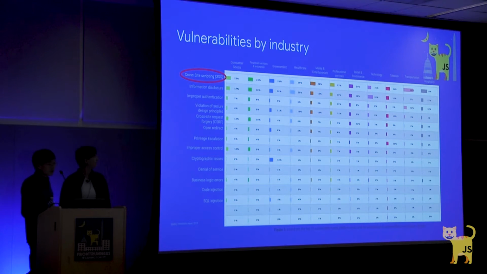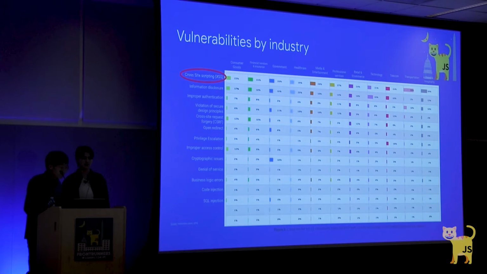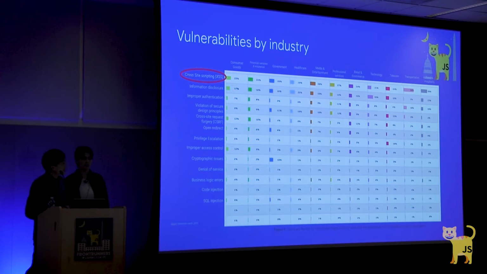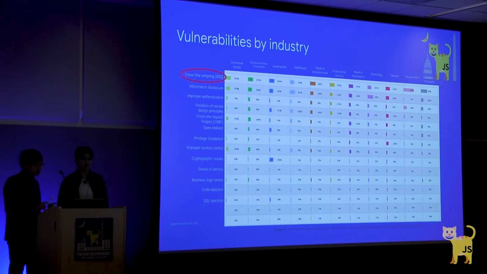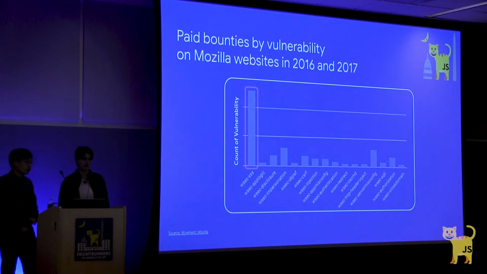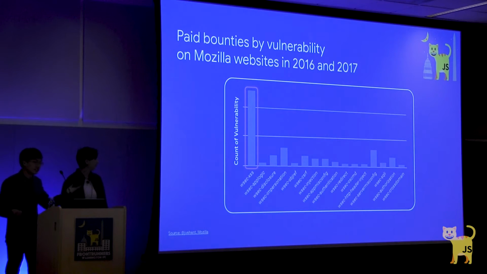Here is a data set from HackerOne, a different bug bounty platform, which encompasses a lot of smaller companies. And their bug bounties show a similar pattern. XSS is a huge part of the reported vulnerabilities. And to drive this point home, there's also data from Mozilla, and Mozilla also shows the same pattern. XSS is a big problem.